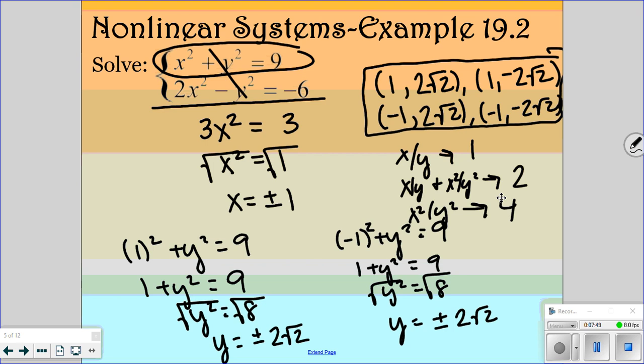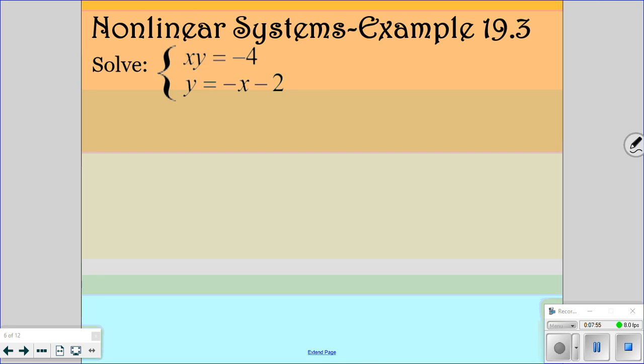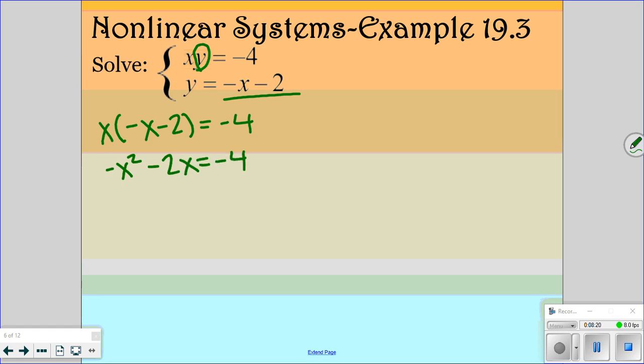All right, so now we're going to look at one more non-linear system. This one's different. There aren't any squares, but it's just x times y. So what you're going to want to do on this one is substitute. So instead of a y here, I'm going to put negative x minus 2. So we're going to have x times negative x minus 2 equals negative 4. If you distribute, you get negative x squared minus 2x equals negative 4. And then I'm going to move everything to the right side. So that's going to become x squared plus 2x minus 4.